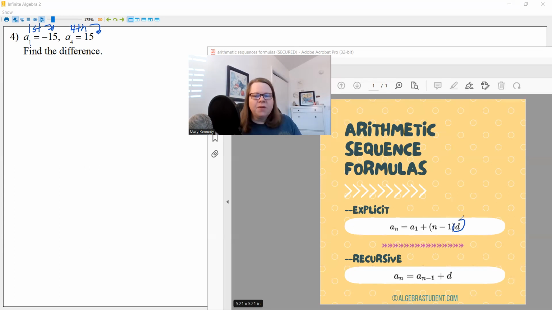the d in the formula for the arithmetic sequence would be the difference. And it's just saying, what's the difference between the first and second terms, that's the same as the second and third term difference, that's the same as the third and fourth term difference, and so on. So let's see if we can use this formula to help us figure it out. So I'm going to write the formula here.